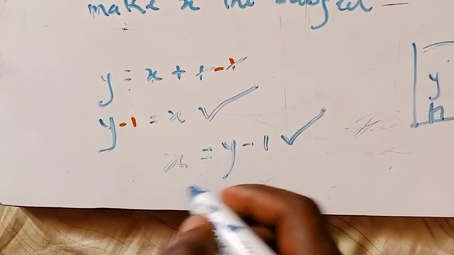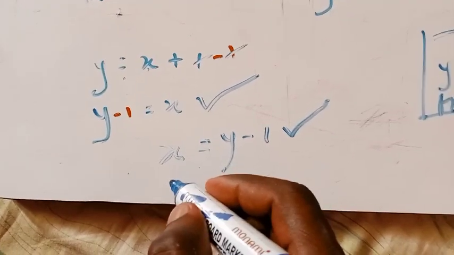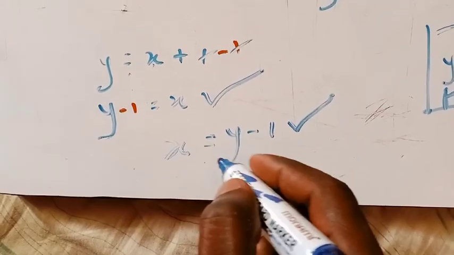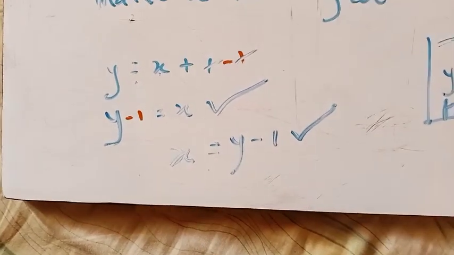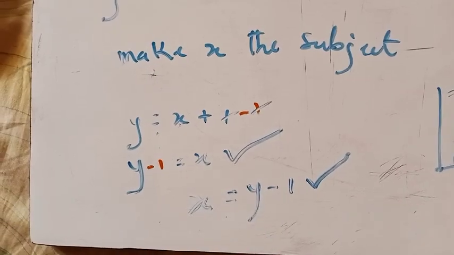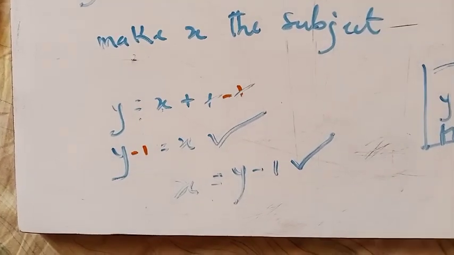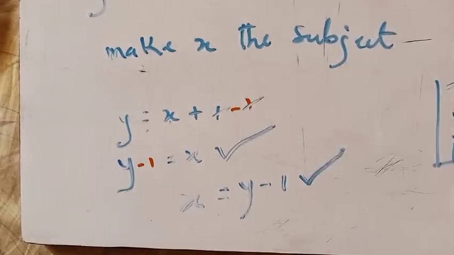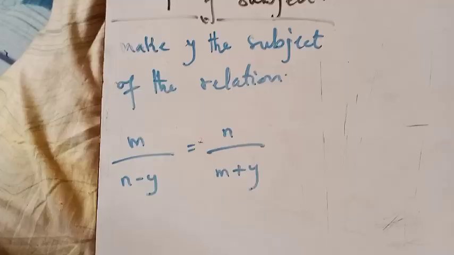So now that we change the subject, now that we change the driver, we are having x to be our chief driver, which is equal to y minus 1, right? This is very simple. Once you understand the concept, this is a very simple method here. You can easily tackle the more complicated cases. Now let's see the next question.